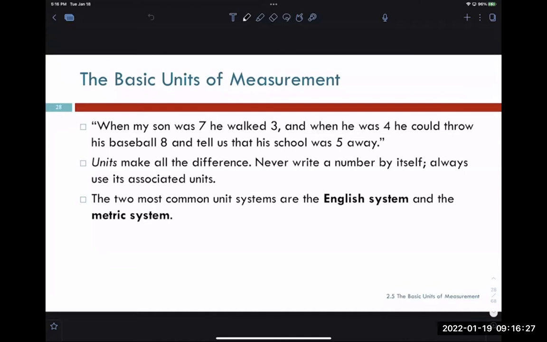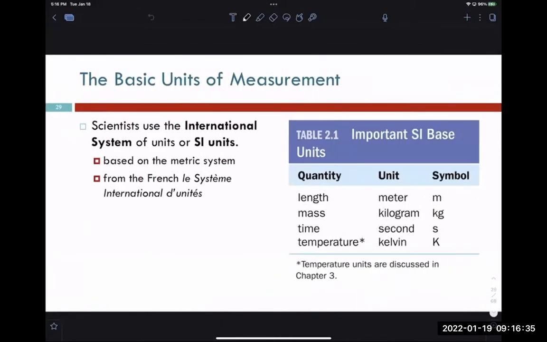So the two most common unit systems are English and metric. I think we're all pretty familiar with the English system, but the metric system is what we'll use in lab. The International System of Units, or SI units, which comes from the French, which I won't attempt.